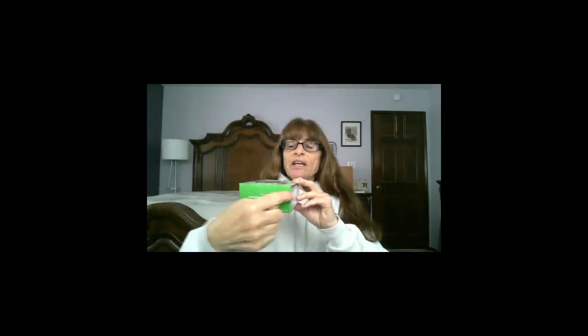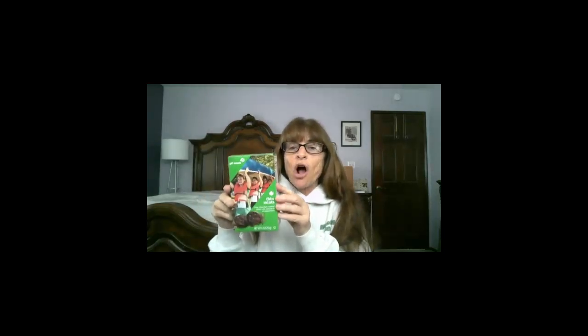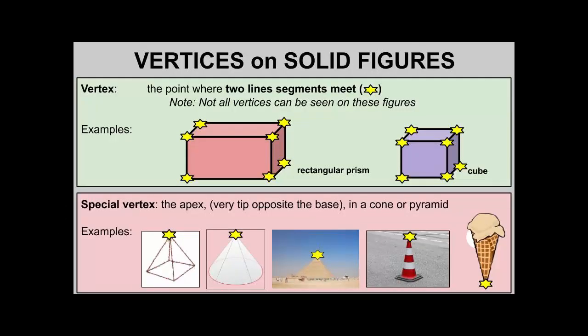So on this box, we have 1, 2, 3, 4, 5, 6, 7, 8, 9, 10, 11, 12. There are 12 edges formed on this box. Now I think things get really interesting when we're thinking about a rectangular prism or a cube or a pyramid or a cone. These solid figures also have vertices.